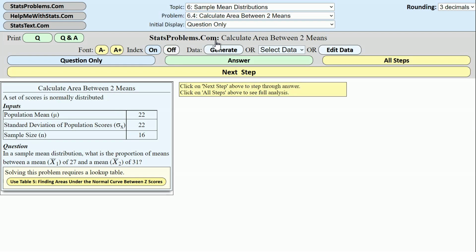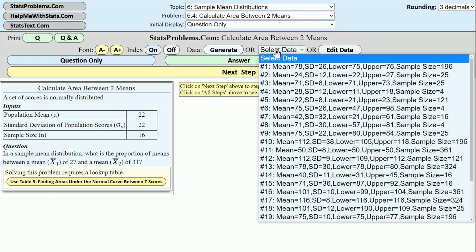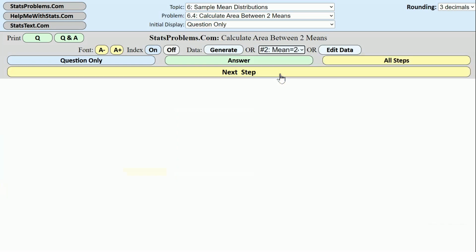Statsproblems.com was used to create this tutorial, which can help us calculate the area between two means in a sample mean distribution. Let's begin by selecting one of the 25 example problems.